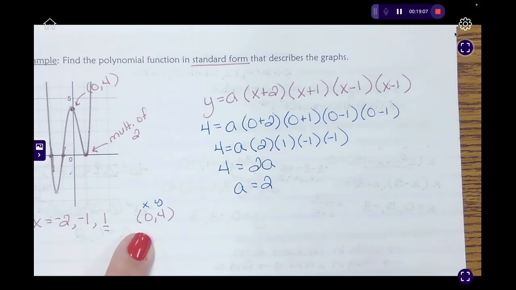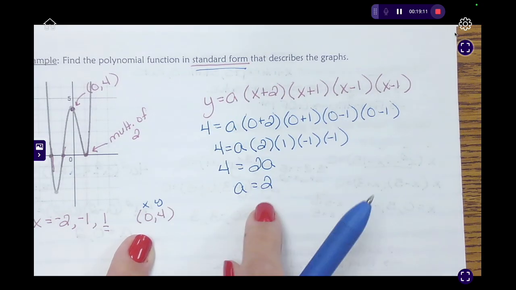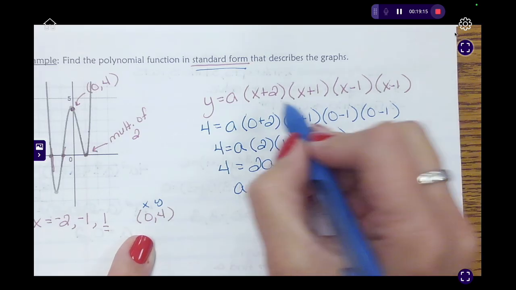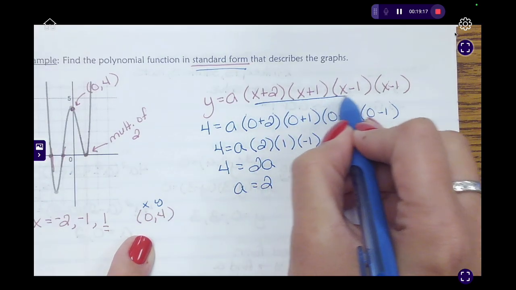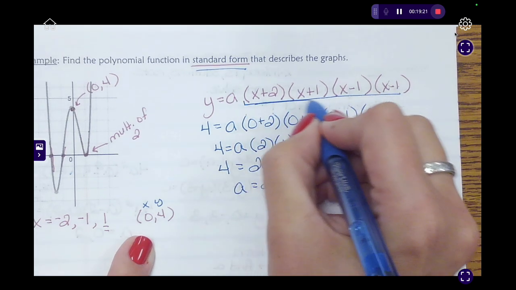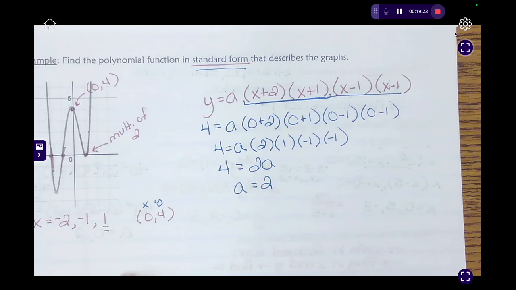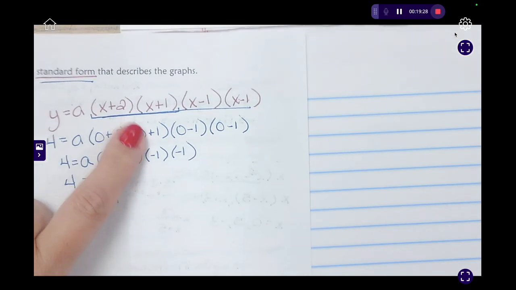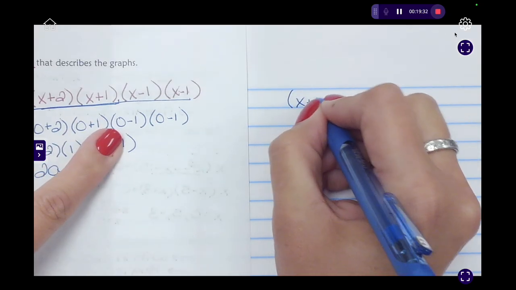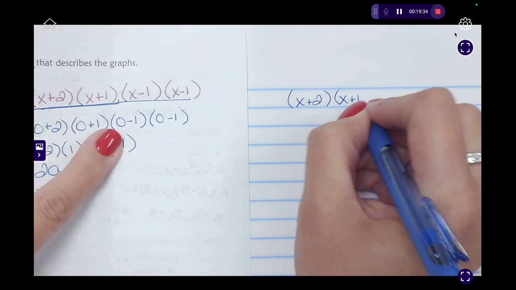Now, the hard part here, it asked for standard form, okay? So I know this is my a value. That was the easy part. The standard form means I have to multiply all of this out, okay? So that means I'm just multiplying 2 at a time. So remember, we're doing the FOIL or the box method. I'm going to use another sheet of paper because we are having to multiply this out to get it in standard form. So I'm going to take the first 2 and multiply those.